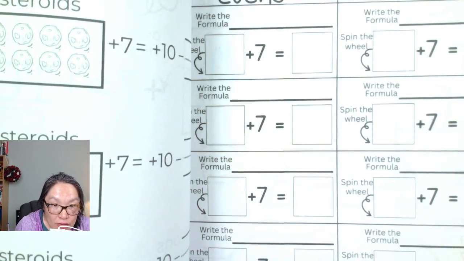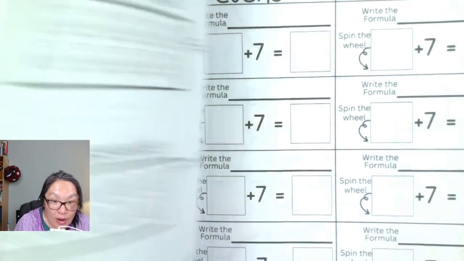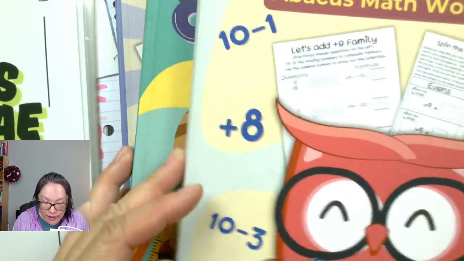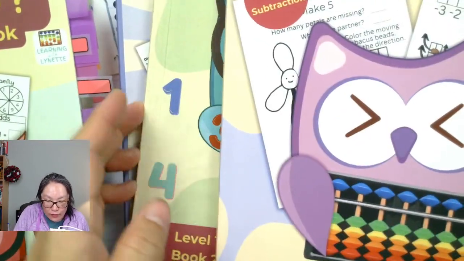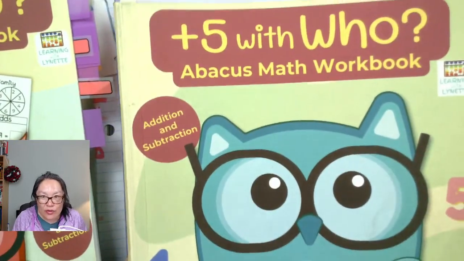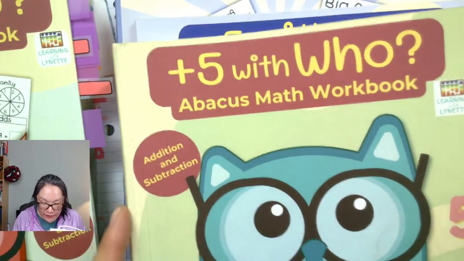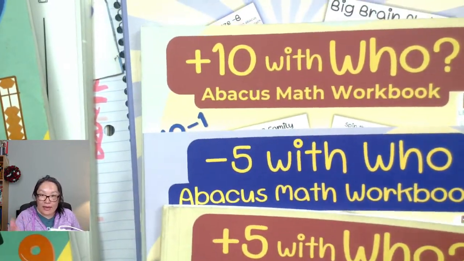I think this could help. Oh yeah, I think it would help too. You might want to start off with, it's easy to move the beads. You might want to start off with the +5 and then the -5, and then after that would be the +10 and then the -10.